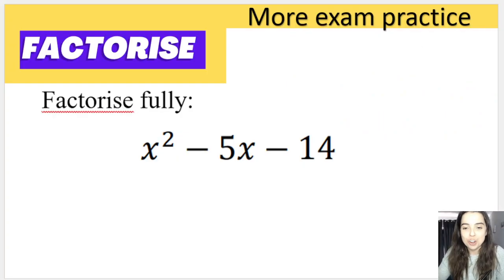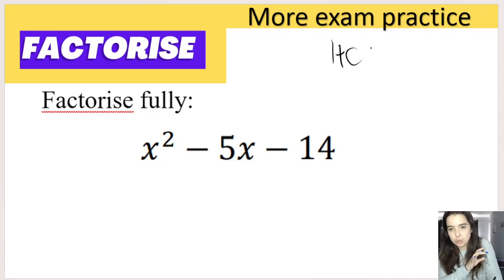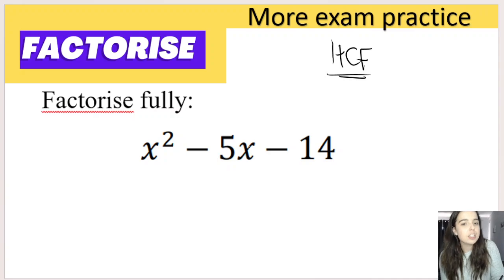Let's do one more trinomial so that you feel comfortable. First of all, you have to try highest common factor first, or think if highest common factor will work. It will not. We can't take out an x. We can't take out a big number. We can't do a difference of two squares, so it's going to be a trinomial.